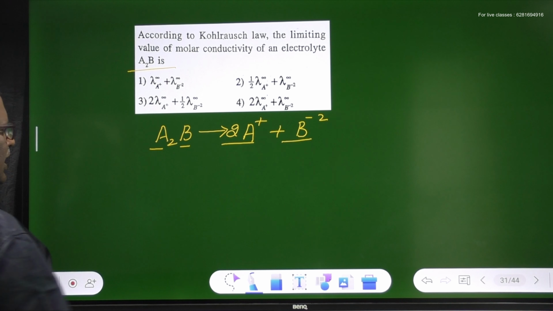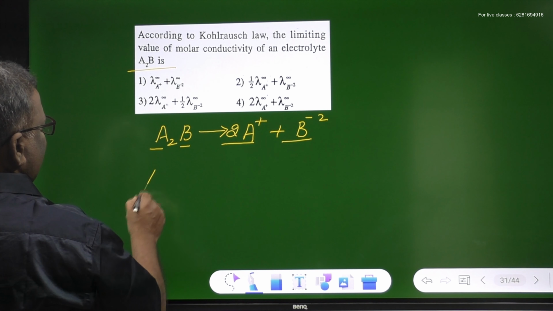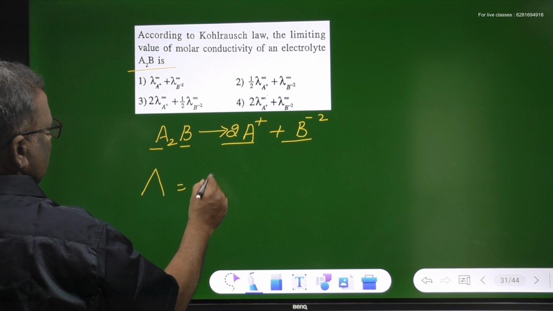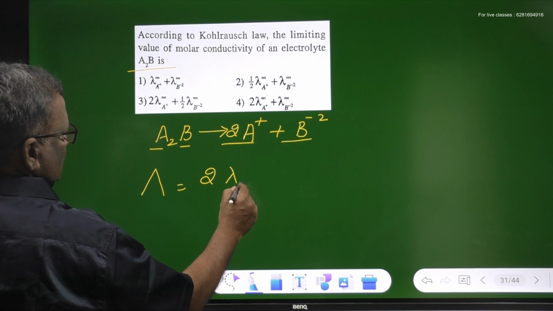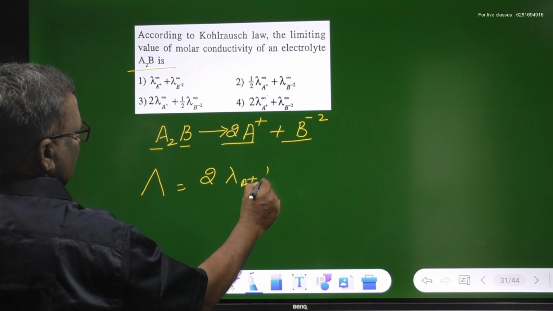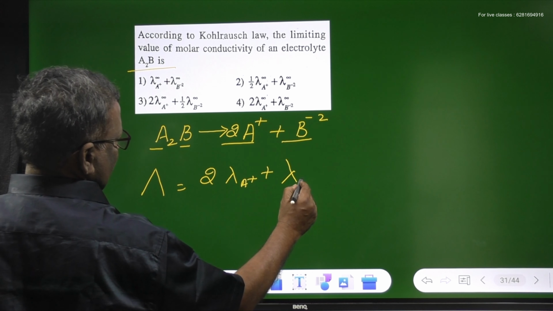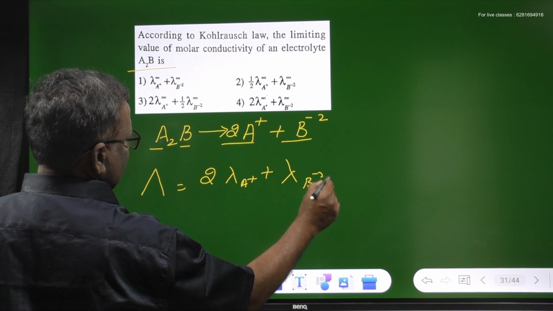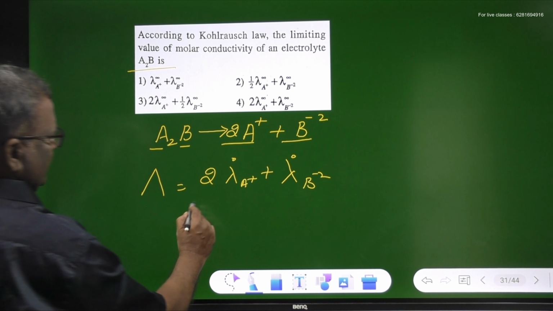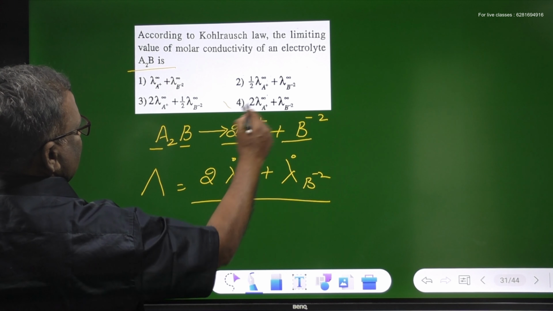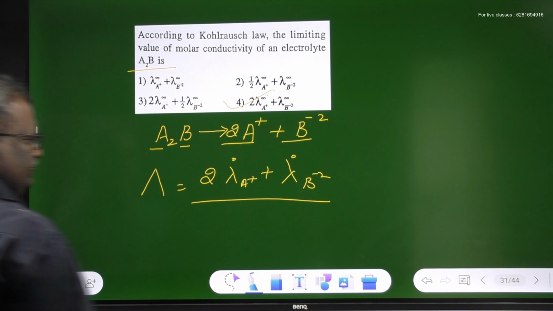According to Kohlrausch law, the limiting molar conductivity will be equal to 2 into conductivity of A+ ions plus conductivity of B^2- ions. So 2A+ and B^2-. This will be fourth option.